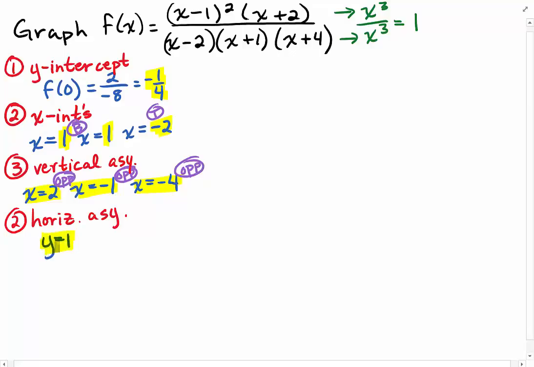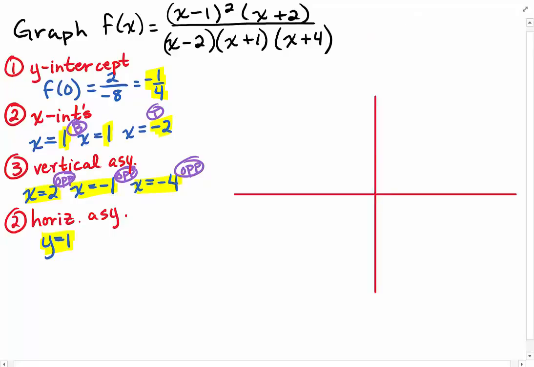Another way to do it is we have a little flow chart of rules that says if the degree of the top is equal to the degree of the bottom, then what you do is take the ratio of the leading coefficients. So in this case it'd be 1 over 1. 1 over 1 is 1. So whichever way you use to find this horizontal asymptote is fine, but the horizontal asymptote is going to occur at y equals 1. Okay, so now we're ready to sketch in the key parts of our graph.